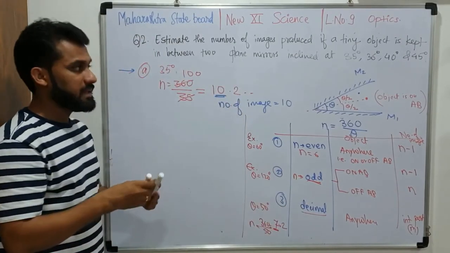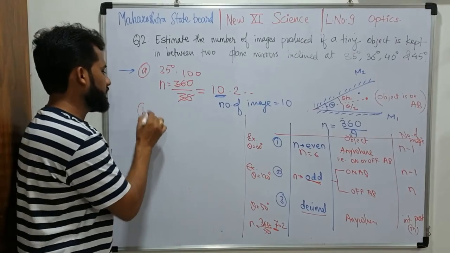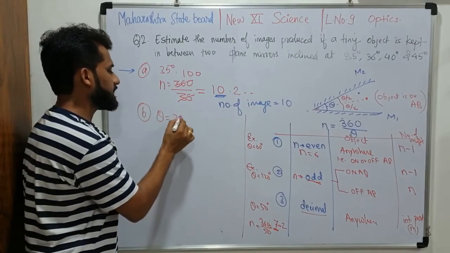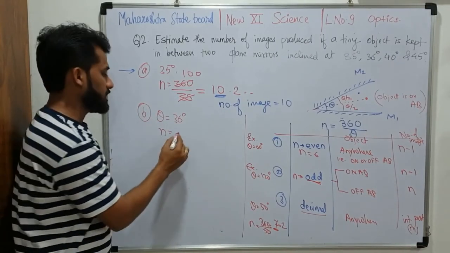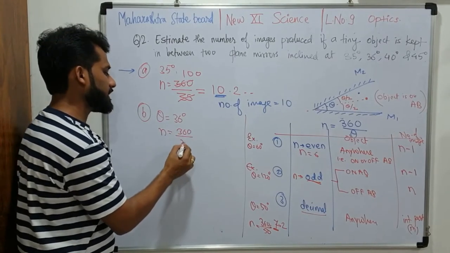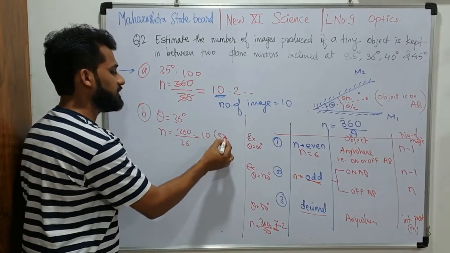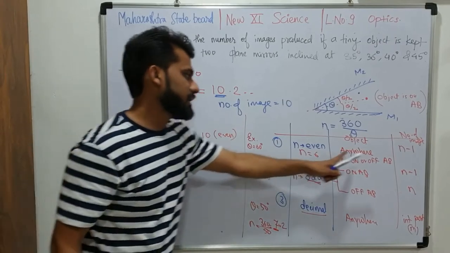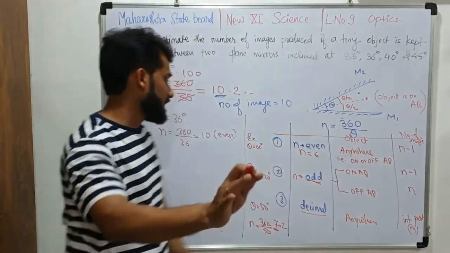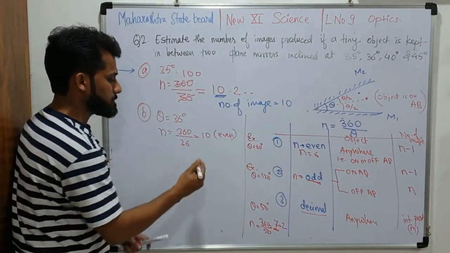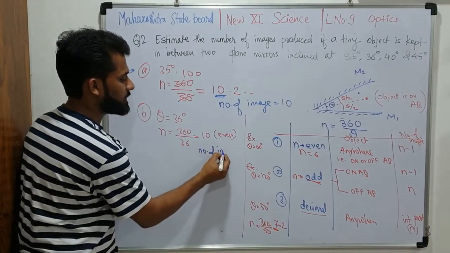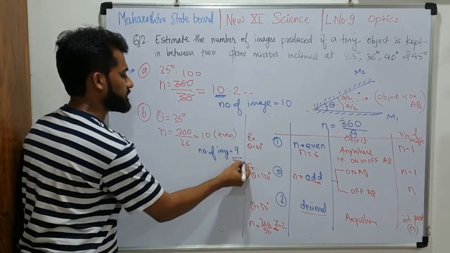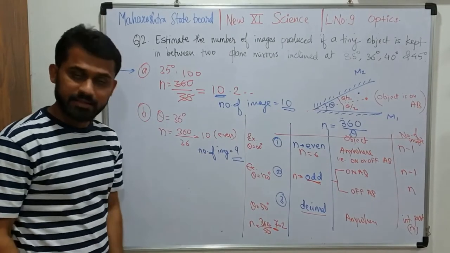Question number 2, that is B, the second case. If theta is 36 degrees, find n. What is n? 360 divided by 36, that is 10. This is even. What to do when it is even? Simply minus 1. Place the object anywhere. So the number of images is 9. Like the first answer 10, the second answer is 9.